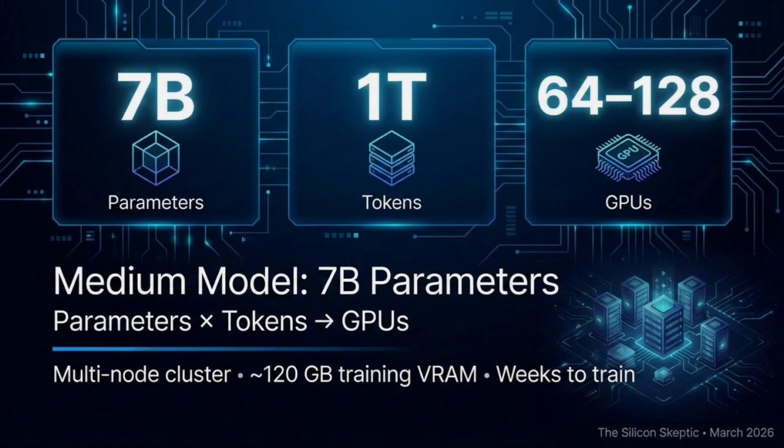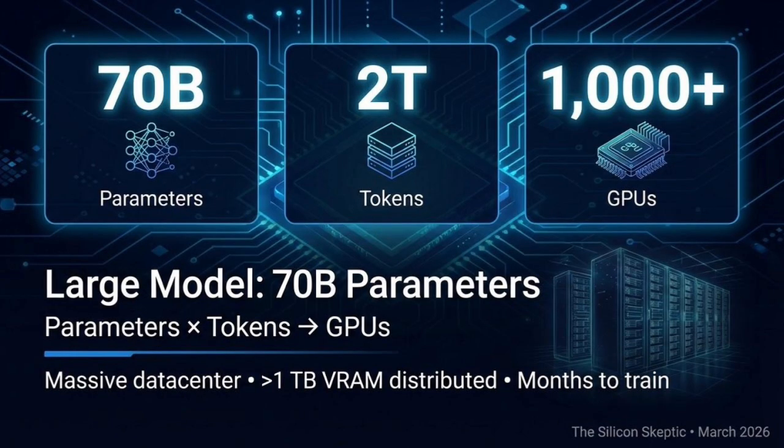A medium model would be one of the models hosted in the data center of the AI company, say, 7 billion parameters. We'll see what parameters are, but basically it's the weights and biases. So 7 billion of those, trained on 1 trillion tokens, or you could say words, bits of text, 64 to 128 GPUs, using 128 gigabytes of training virtual memory. And it takes weeks to train that. And going up to the large models, we see that it can take months to train.